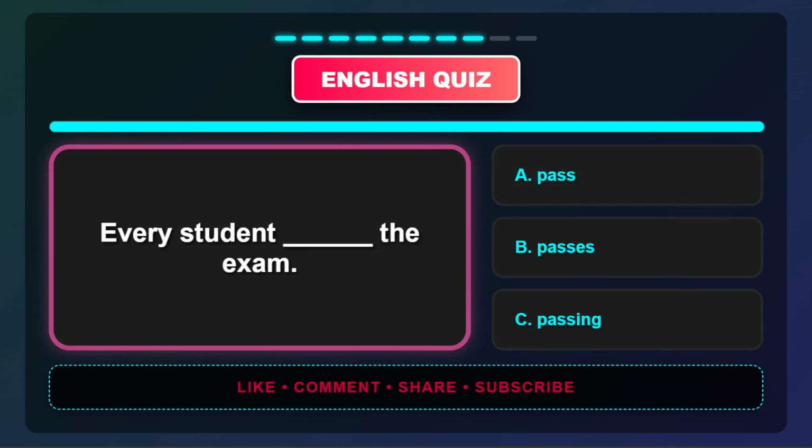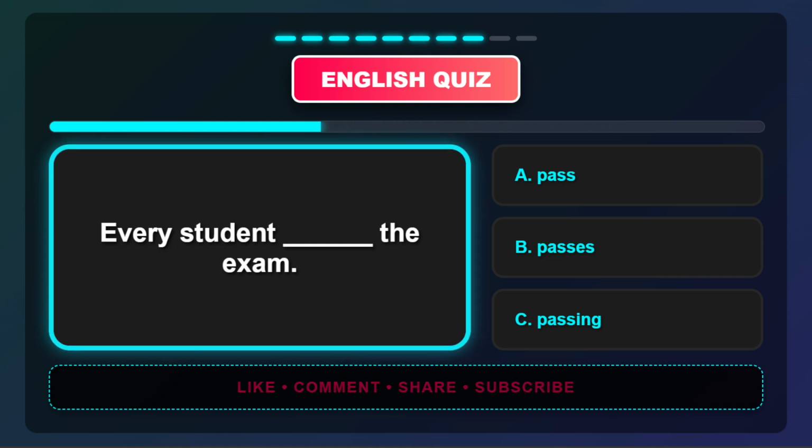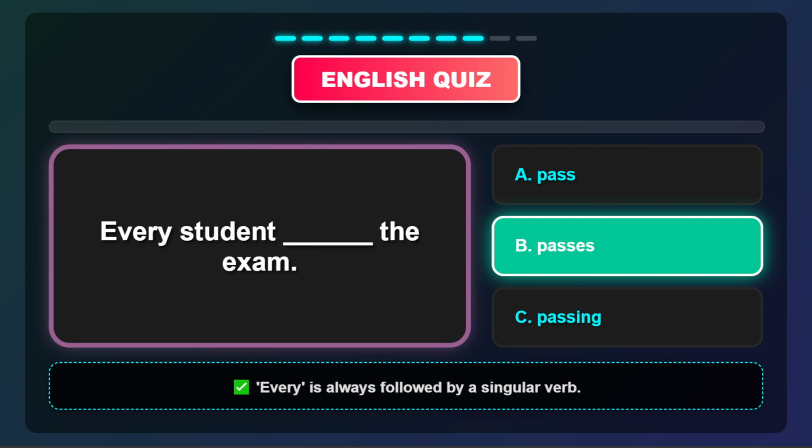Question 8. Every student. A. Pass, B. Passes, or C. Passing. Answer B. Every student passes. Every is always followed by a singular verb.